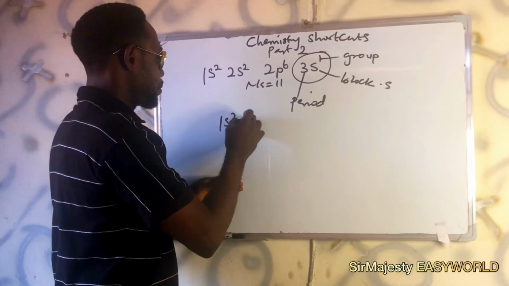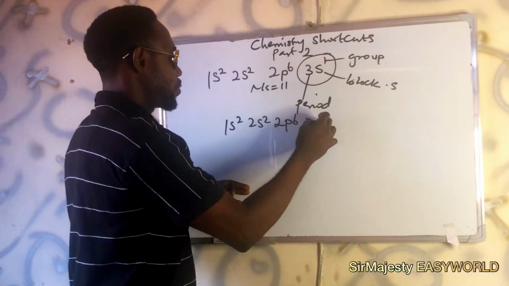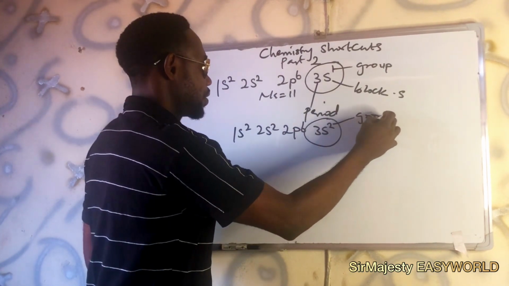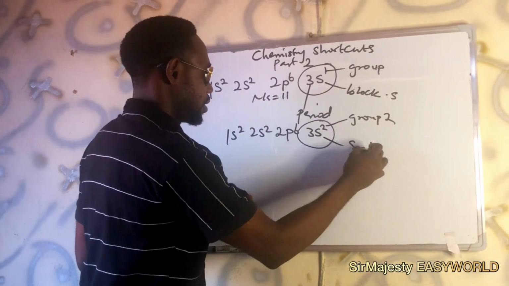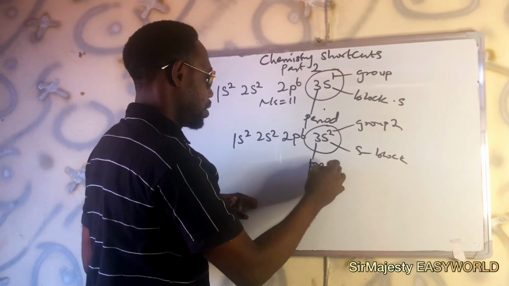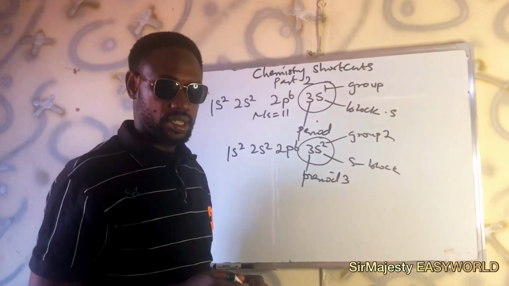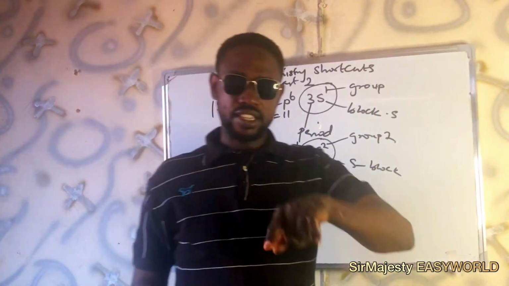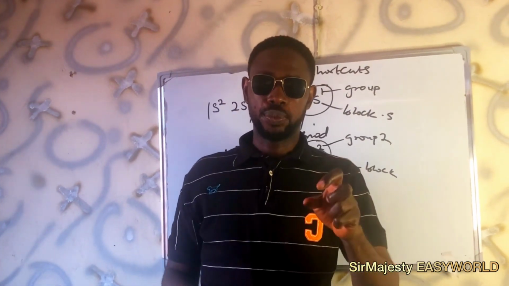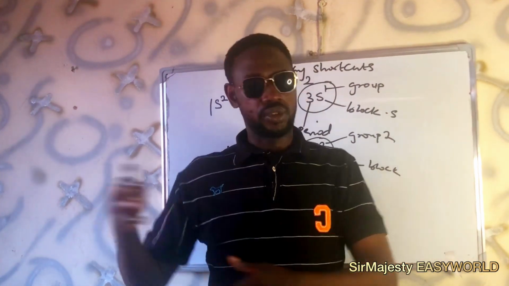Now, what if we have a similar thing? If you have 1s2, 2s2, 2p6 and 3s2, to what group does this belong? This belongs to group 2, still S block, and still in period 3. Now, there are a few exceptions to this, I'm telling you. What if S did not end it? If S did not end the configuration, the group changes. You add the number on the orbital that ends it to the S following it.